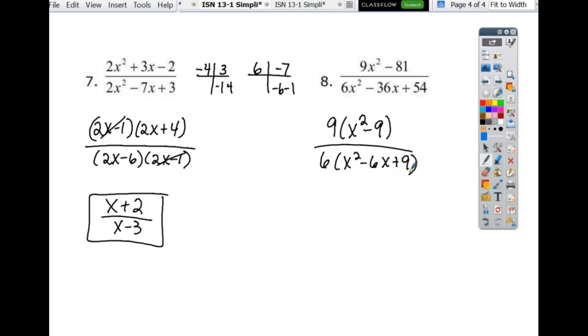So on top, what do we know about x squared minus 9? Is it a perfect square? So can I do x plus 3, x minus 3 on top? And on bottom, my a times c is 9 and negative 6. So I'm going to have negative 3 and negative 3.